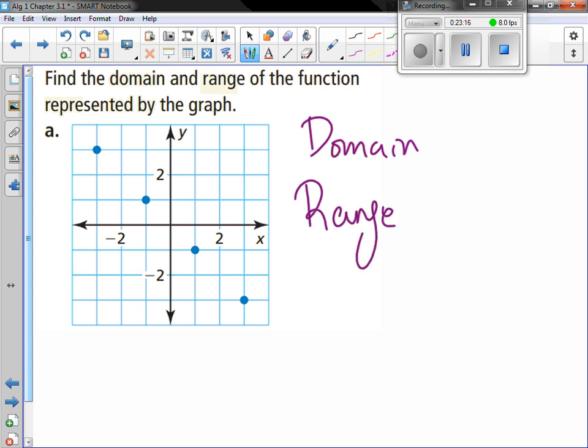Now, do we have a line or do we have points? Points, yes? So since we have points, we won't use an inequality, because we only use inequalities if we actually have a graph of a line.